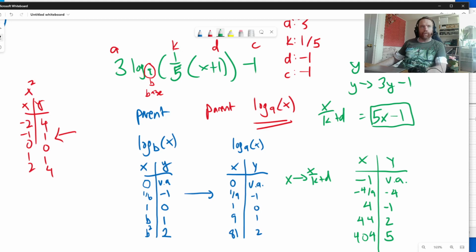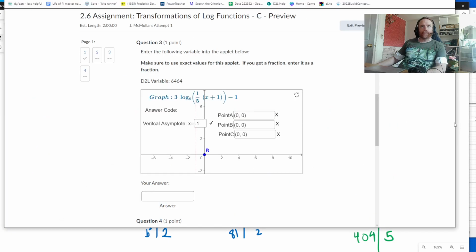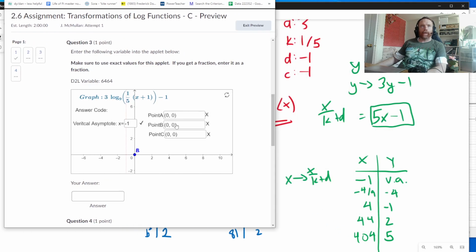We could use any of them, right? So let's just show how this would work. I'm just going to grab this and move it over a little bit. Let's start with the point, I'm going to type -4/9, comma, -4. And that point, you'll notice, is recognized by the system as being right.